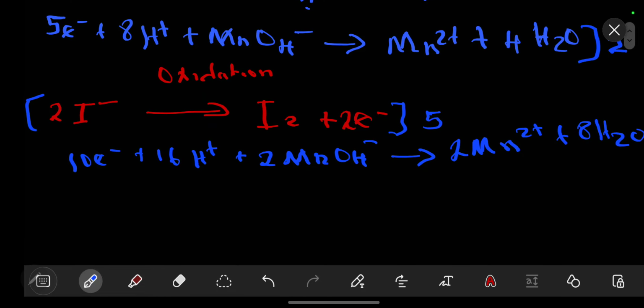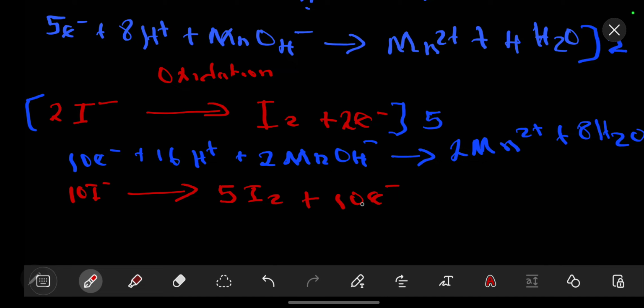Now let us also multiply for this other equation. So multiplying for this one, we have a 5 by 2, we are going to have 10 iodide negative will be able to become, we have this 5 by this, we are going to have 5 I2, then plus 2 times 5, we are going to have 10 electrons.